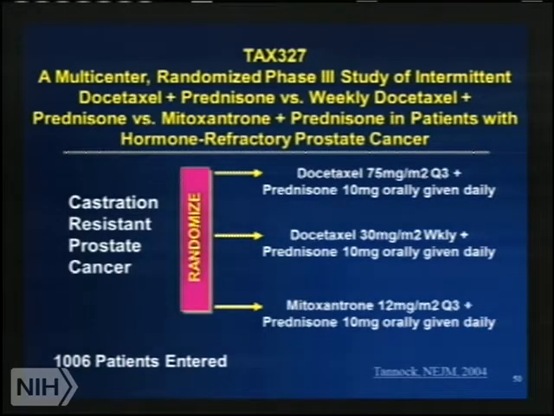So because of that, it was used as a standard agent compared with this newer agent, docetaxel, which is a taxane, also known as Taxotere. And they gave two different schedules of docetaxel, every 3 weeks at a higher dose or weekly at a lower dose, versus this mitoxantrone. And all of the groups got prednisone with that to even out the arms.